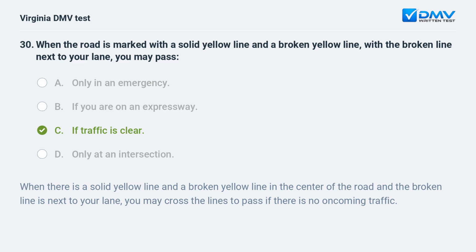When there is a solid yellow line and a broken yellow line in the center of the road and the broken line is next to your lane, you may cross the lines to pass if there is no oncoming traffic.